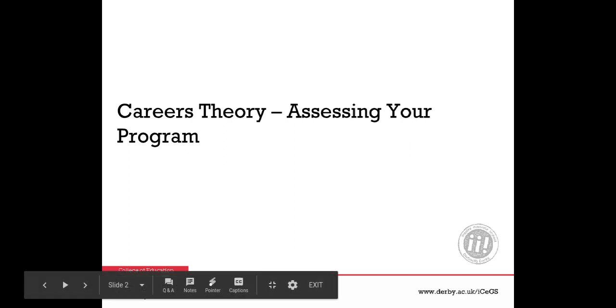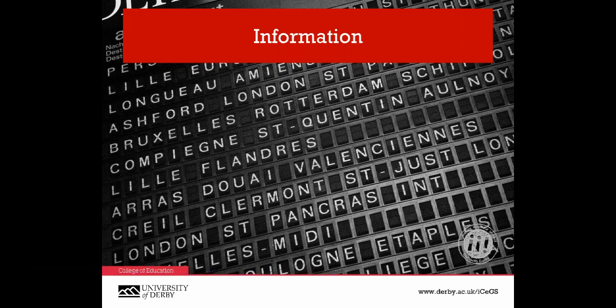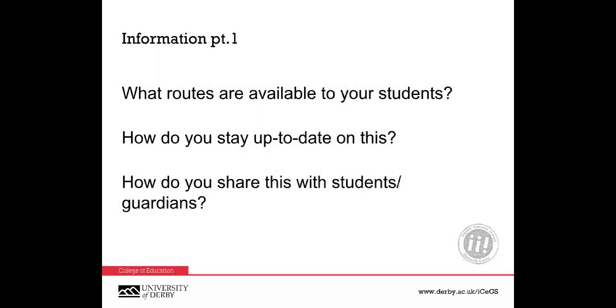So, assessing your program. We're going to look at two aspects of this. Firstly, how information is used as part of your program, and also how you're responding to the Gatsby benchmarks as part of your program. The first thing I'd encourage you to think through is how information is used as part of your program. Information comes into the Gatsby benchmarks in a number of different areas, mainly Benchmark 2, which is to do with learning from labour market information, but it's also implied through a number of the other benchmarks. So I think these could be useful questions for anybody to be asking.